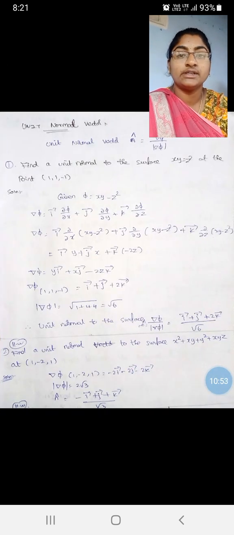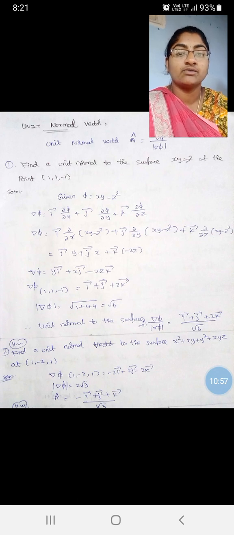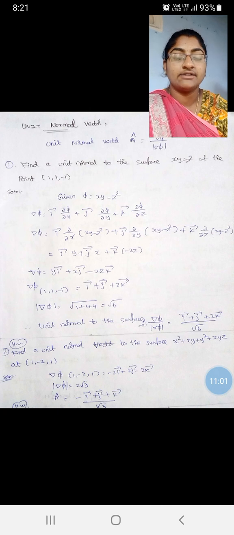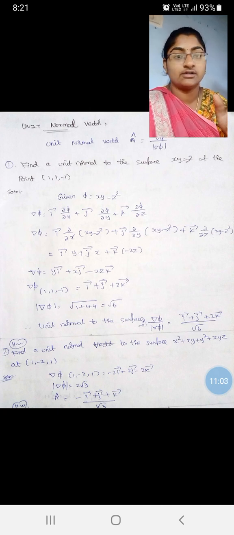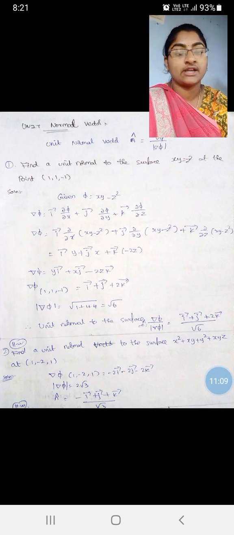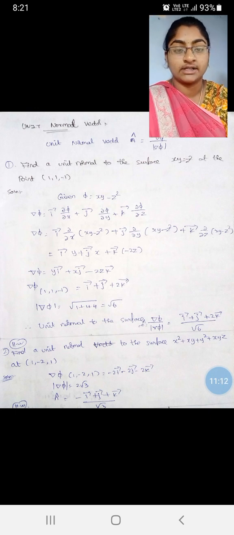Our next topic is unit normal vector. That is n vector is equal to del phi divided by modulus del phi. Similarly, we have to find the value for del phi, and also we have to take the modulus for that and substitute in the numerator and denominator. Then we can find the value for unit normal vector.